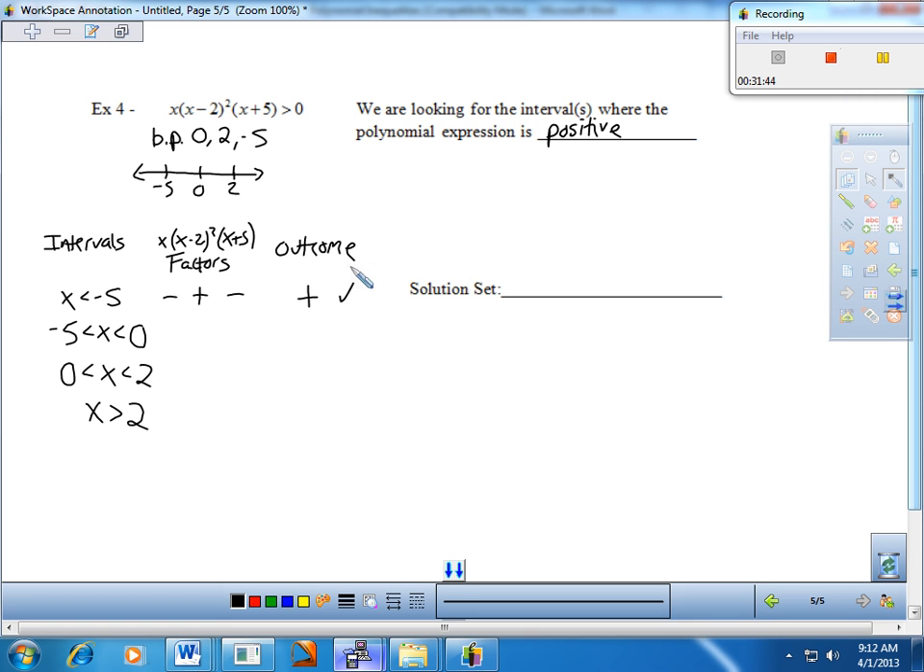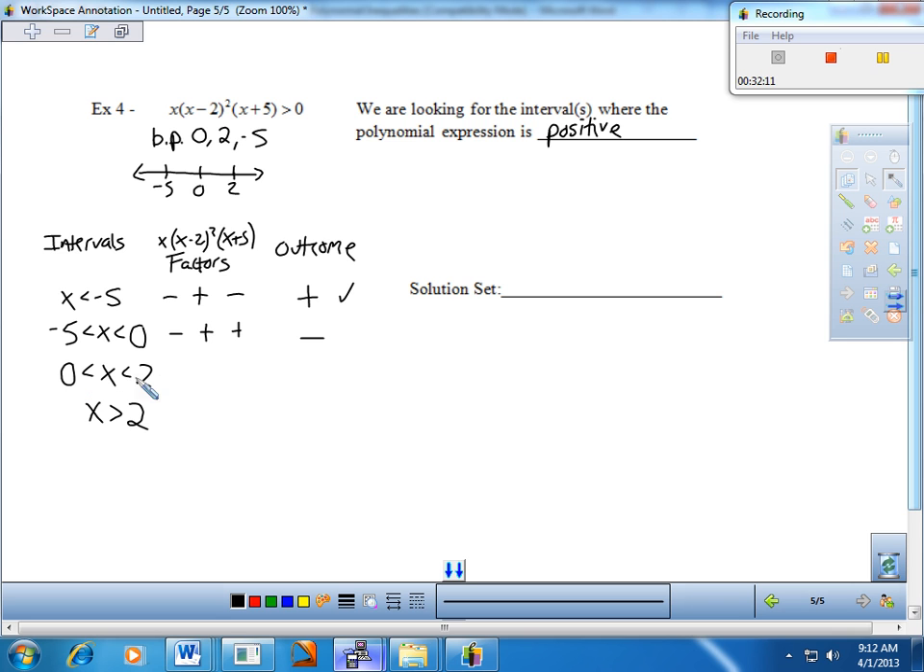Okay, very nice. Next, from -5 to 0, I'll pick -4. Put in -4 right there, that's negative. If I put in -4 right here and square it, positive, that's the key. And then -4 plus 5, positive. Okay, and what happens when I multiply these together? It's got to be negative. All right, 2 down, 2 to go.